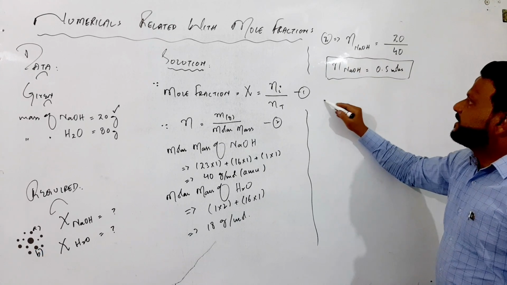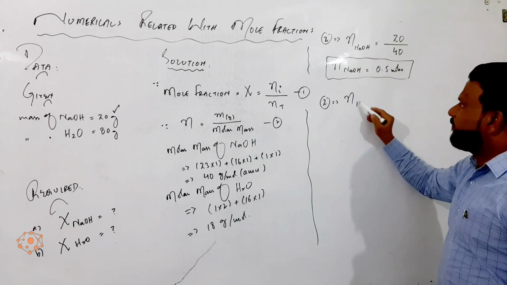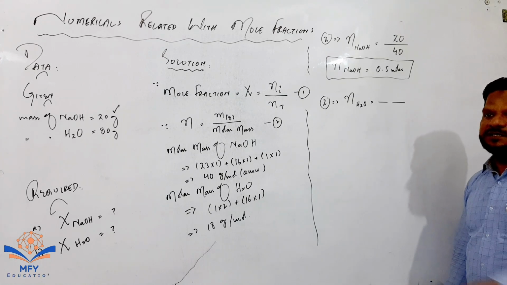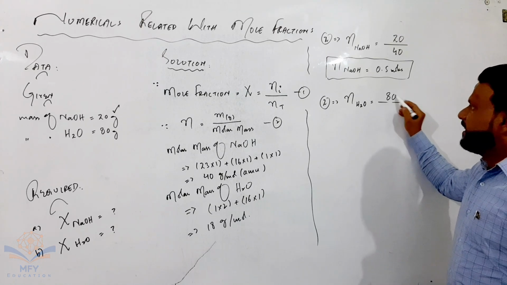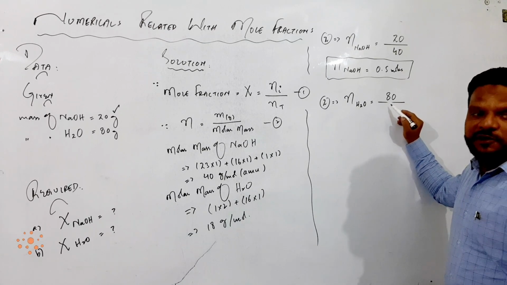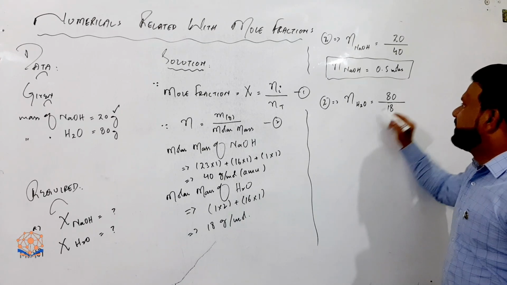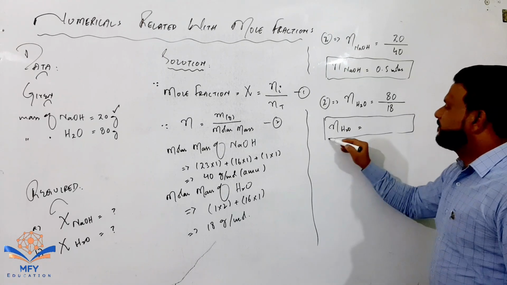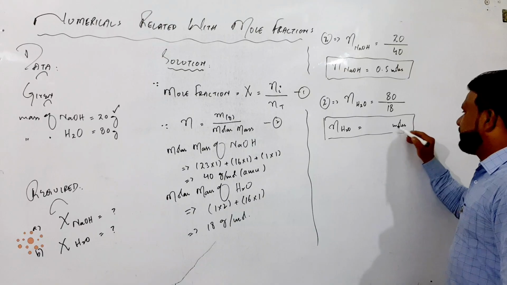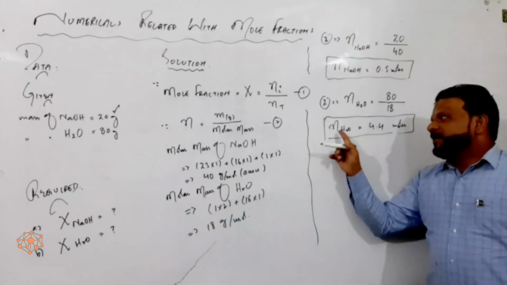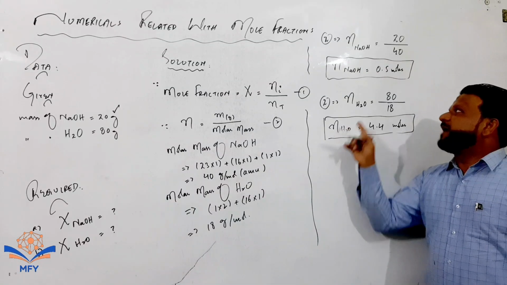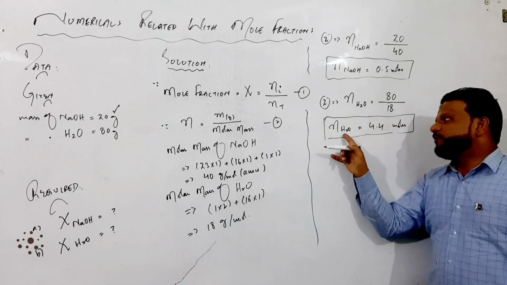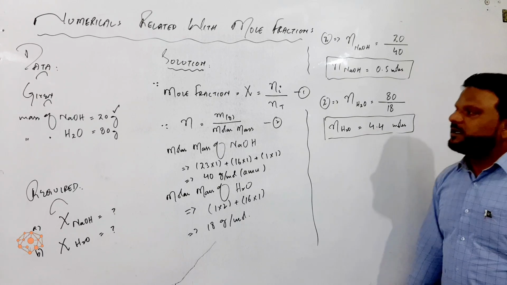Same as it is, equation number 2 implies moles of water can be calculated by given mass, that is 80, divided by molar mass, that is 18. Now moles of water become 4.4 moles.